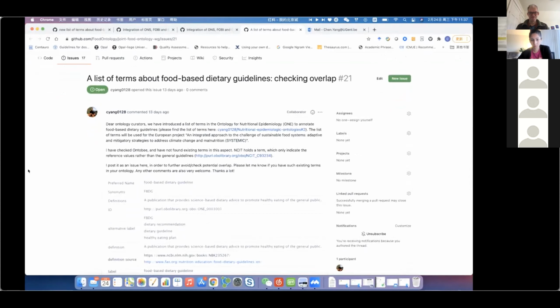I would also include all these URIs in the email, and all the comments and suggestions are very welcome. We are looking forward to your suggestions and comments regarding the food-based data guidelines, regarding the list of terms and where we should put this list of terms, the hierarchical structures, etc., etc. So thank you very much, and hope you would have a very successful meeting today. Thank you so much.